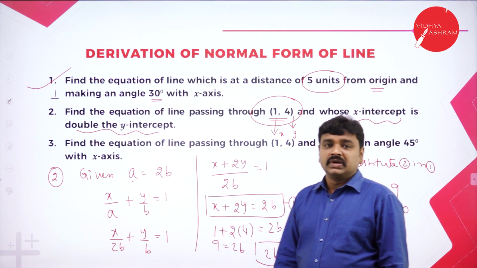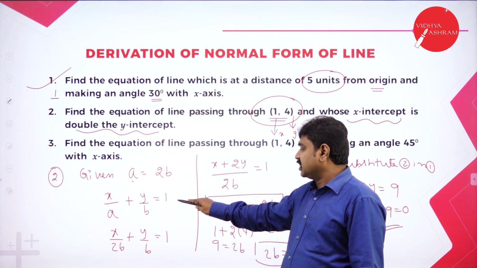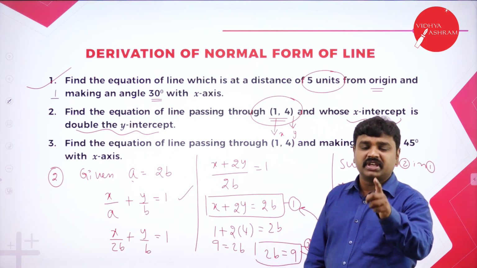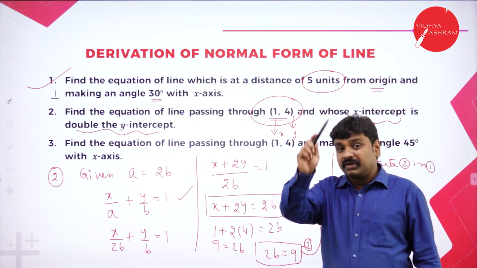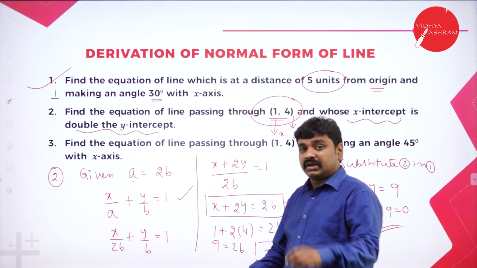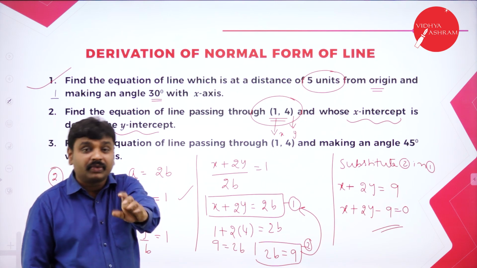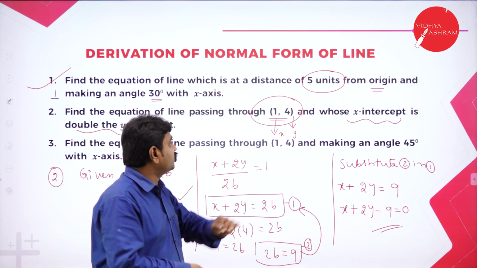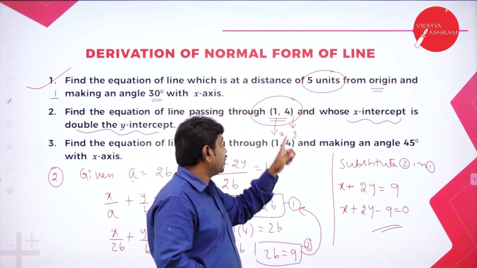They told x-intercept is double the y-intercept. So a is equal to 2b, and write the intercept form of line. What is intercept form of line? x by a plus y by b equal to 1, and they told line is passing through a point. So please remember throughout the exercise, in geometry, if line passes through any point, you can put the point in the line equation. Putting the point in the line equation means what? In the place of x coordinate, put the x value, that is 1. In the place of y, put the y coordinate 4.